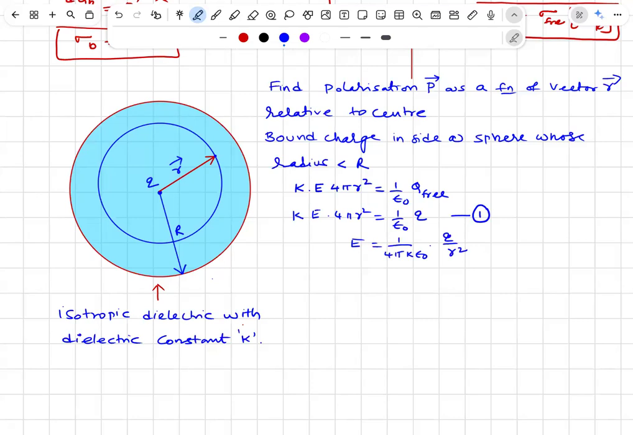Just one single question at this point. What is P bar? Say it loudly, Harika. P bar is the polarization vector. This is susceptibility into epsilon naught into E bar, where susceptibility is related to the dielectric constant.